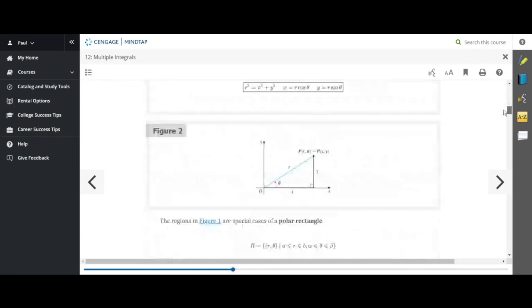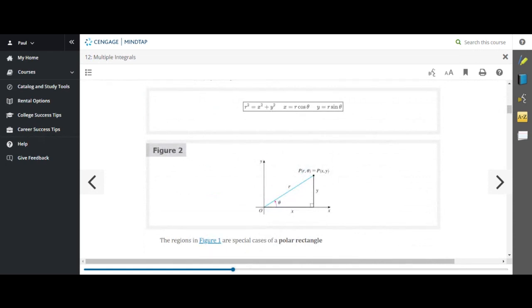So first of all, before we get there, you recall that in polar coordinates, r squared equals x squared plus y squared, x equals r cosine theta, y equals r sine theta, and you have your standard right triangle there with a radius coming out of the origin at some angle theta, measured from the positive x-axis. I'm sure you recall that.